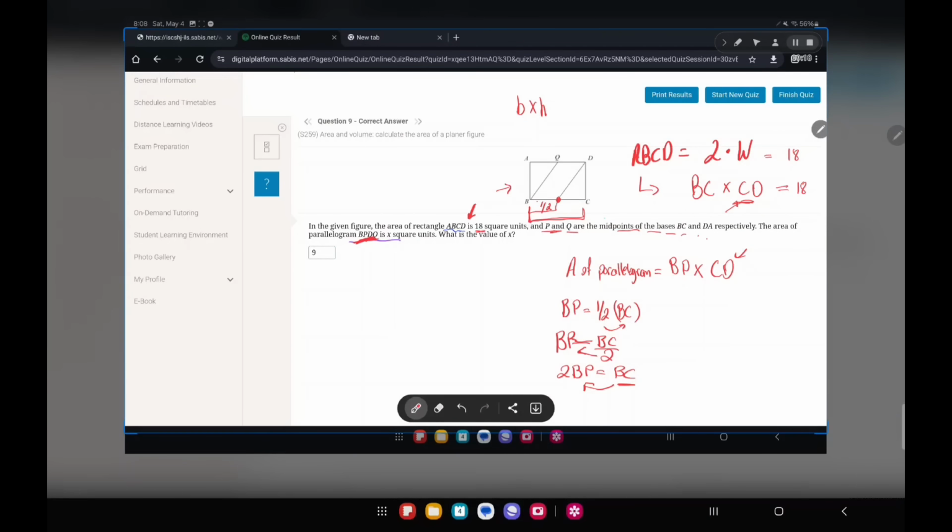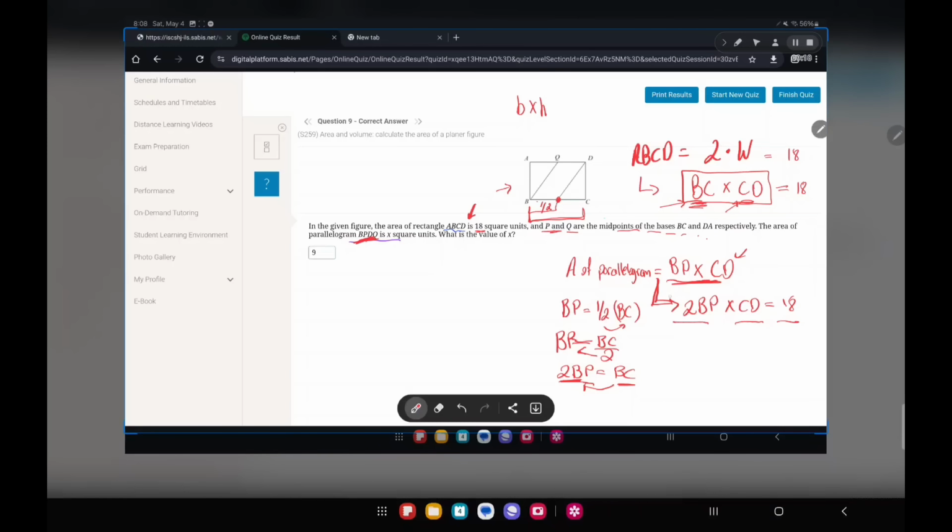BC is 2BP. So over here, instead of BC in the original equation for the rectangle, I can write 2BP. So 2BP instead of BC times CD equals 18. Okay, can you see some sort of correlation? Of course you can, right? So the area of the parallelogram we said is BP times CD, but now I have 2BP times CD equals 18.